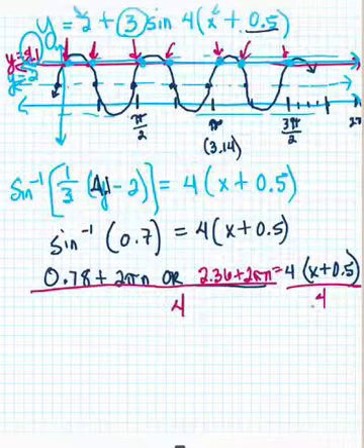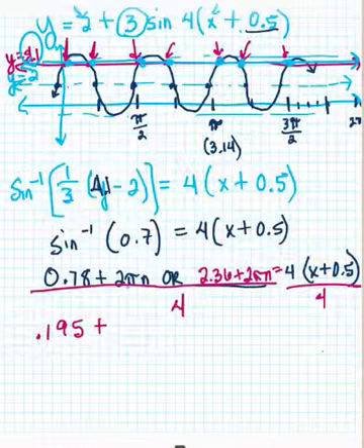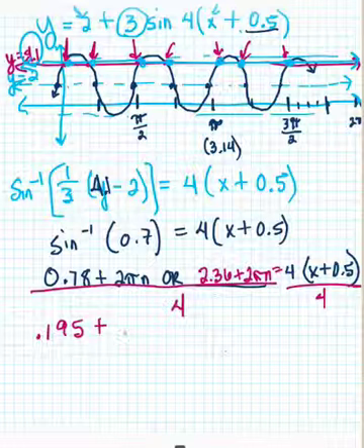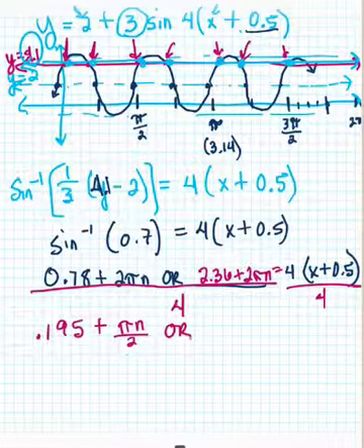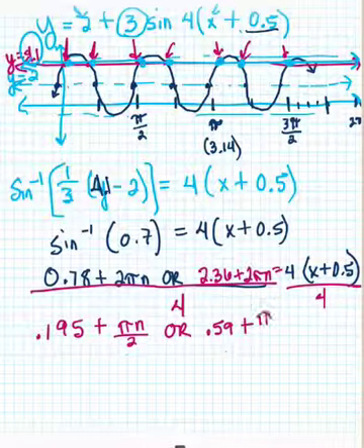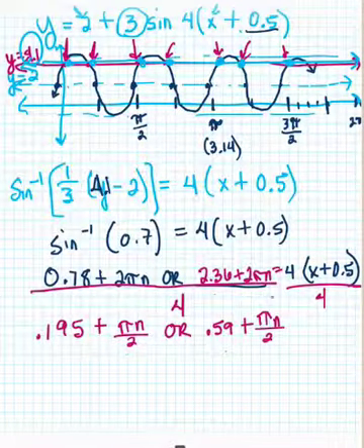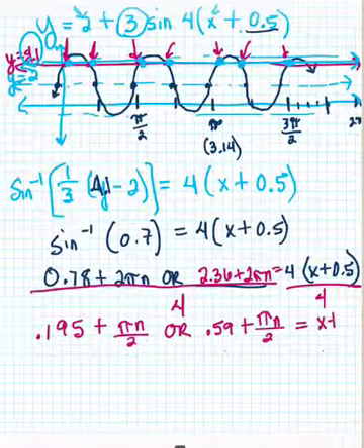0.78 divided by 4 is 0.195 plus, and then you can see 2 pi n divided by 4 is going to be pi n divided by 2, right? Or, and then now let's do the 2.36 divided by 4 is 0.59 plus, and then pi n divided by 2. Just taking 2 pi n and divided by 4 equals x plus 0.5.